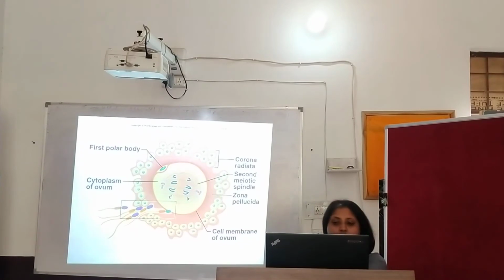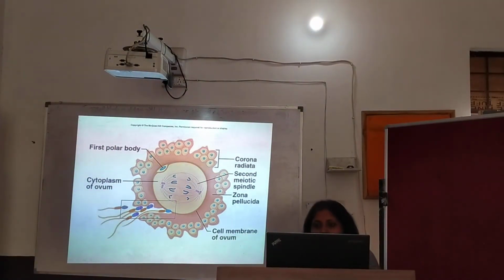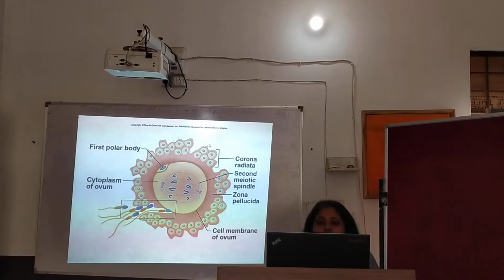So look at here, this is a picture further. Let's come to it. See, this is a complete picture of an ovum. This is the layered corona radiata. Okay, this is the corona radiata. After this is the zona pellucida. Then this is the cell membrane of the ovum.